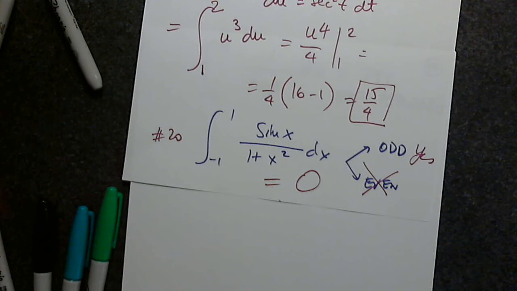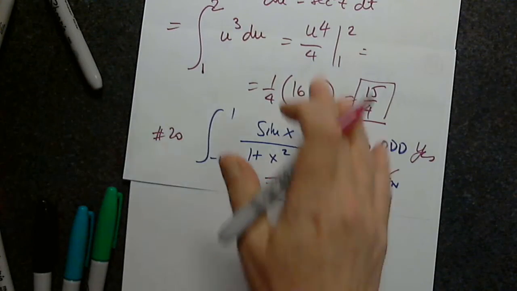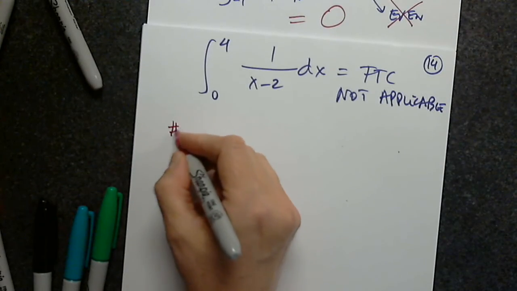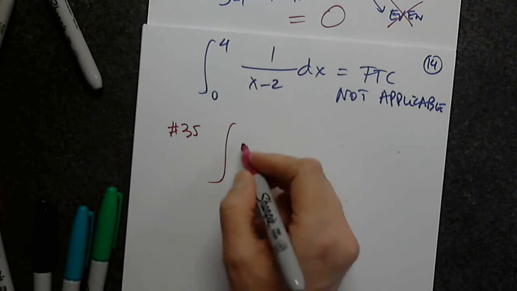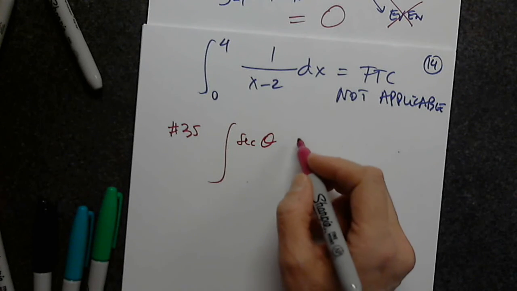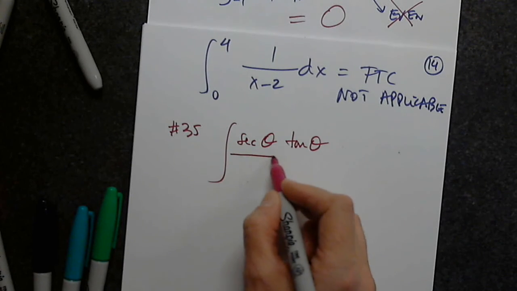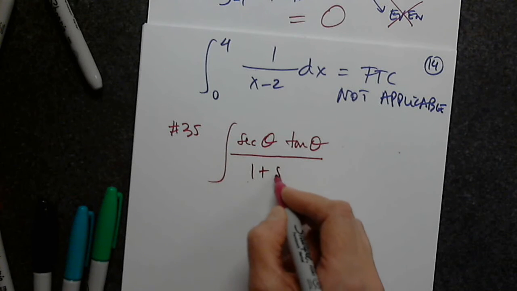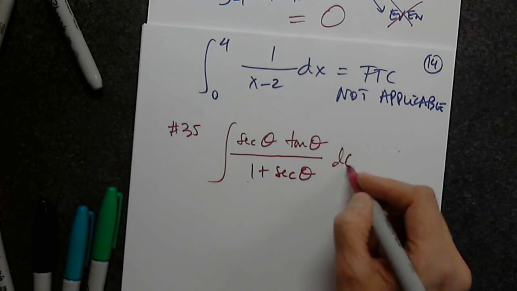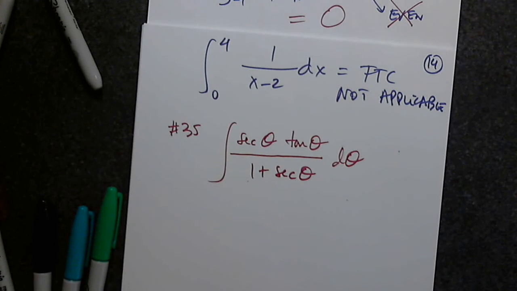We continue with integrals. Is that a yes? More integrals? Okay. What about 35? The integral of secant theta tangent theta over 1 plus secant theta d theta. Let's think about this for 1 minute.